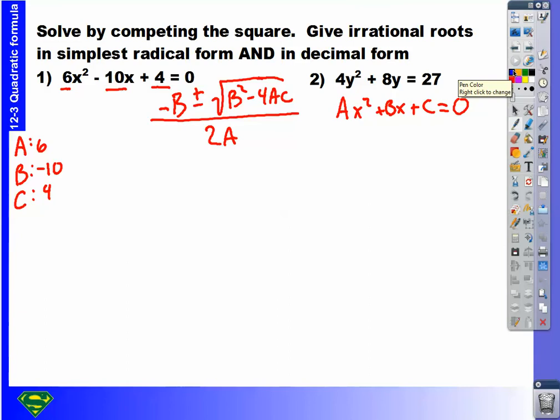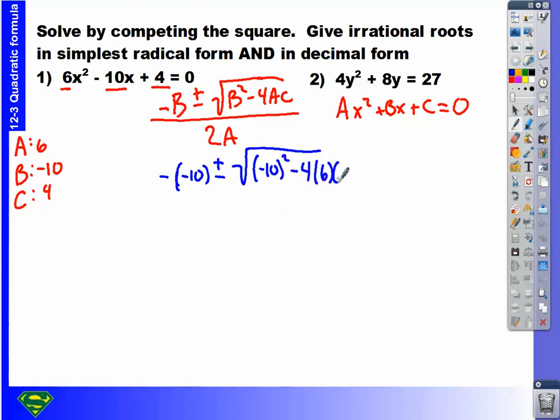So what is our b? Well, our b is negative 10, plus or minus the square root of, what's our b value? Negative 10 squared, minus 4a and c. And then it's all over 2a, so we have 2 times our a value, which is 6. So now we are going to just compute this problem.